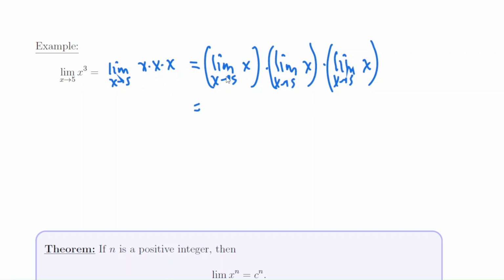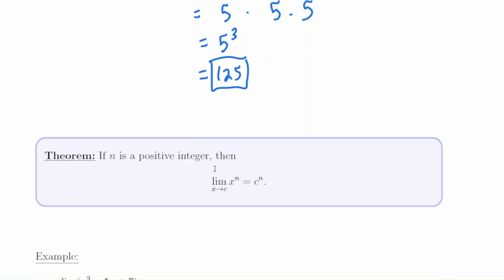Now, what's the limit as x approaches 5 of x? Well, that's 5. This one's also 5, and this one's 5. So notice our final answer ended up being 5 cubed, so it was 125. This is kind of silly. You might think, why didn't we just plug in 5? Well, we're trying to show why it's okay to just plug in 5. Now, if n is a positive integer, you can see based on this example, the limit as x approaches c of x to the n is going to be c to the n. In other words, you can just plug in c.